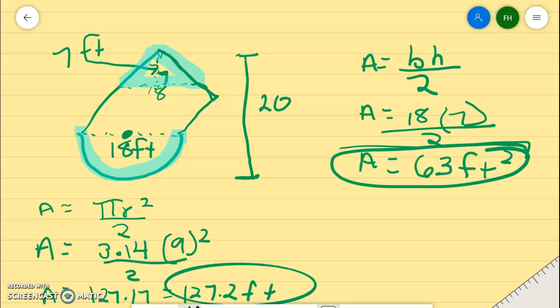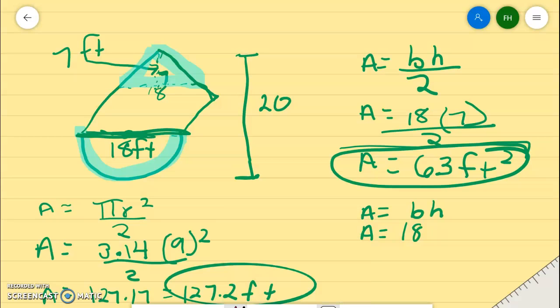Now, this middle thing is, I guess, a parallelogram maybe. So it's just going to be base times height. So we know the base is 18. We know that this is 18. Let's see, trying to figure out how we figure out the height.